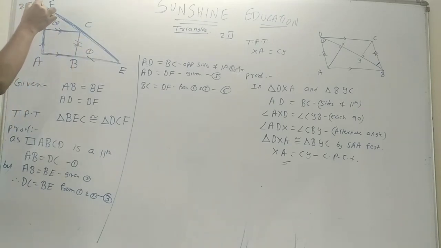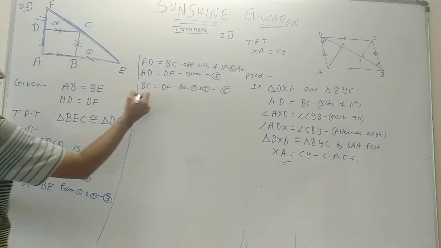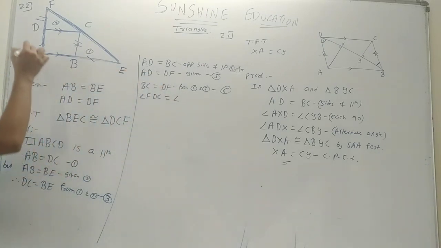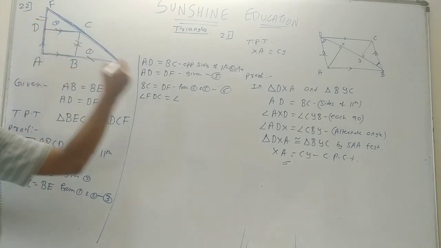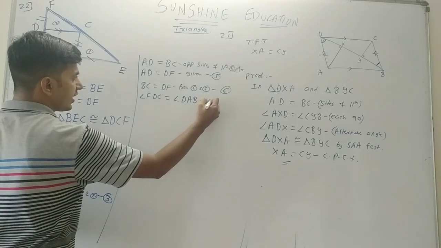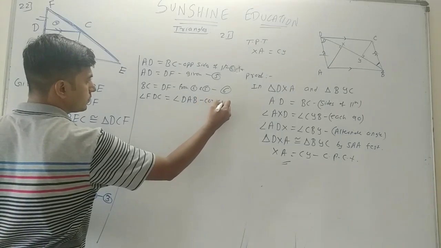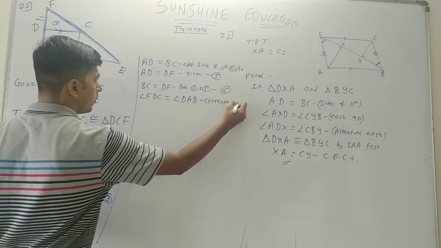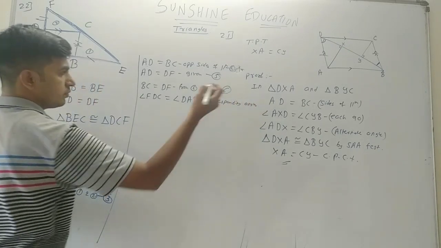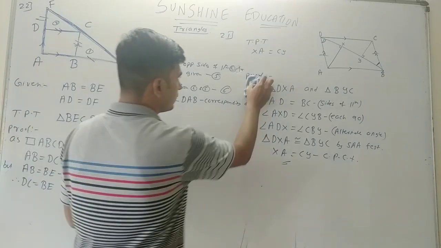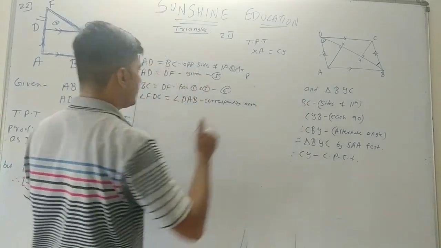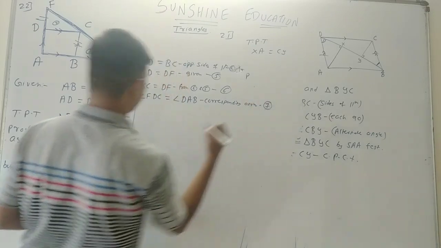Now we know that angle FDC is equal to angle DAB. Corresponding angles, as the lines are parallel. Okay, I'll just name it and erase this. Name it equation number 7.